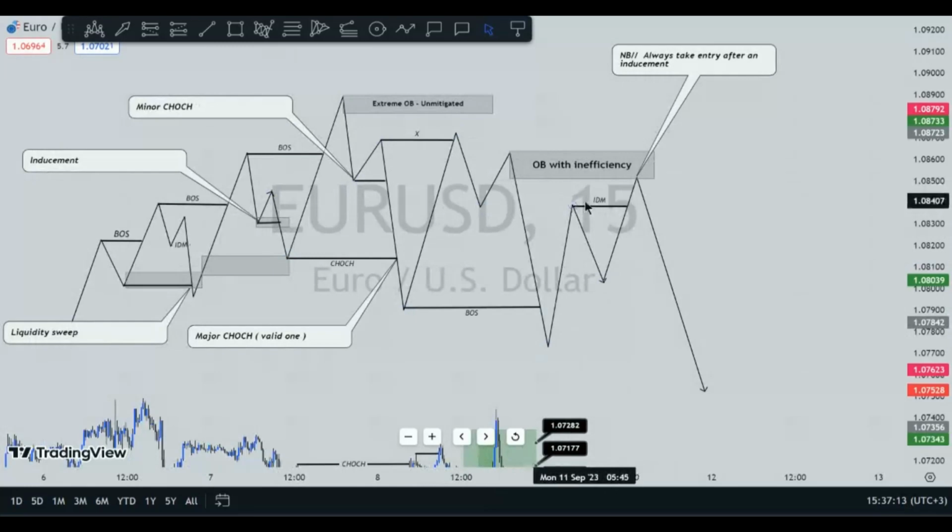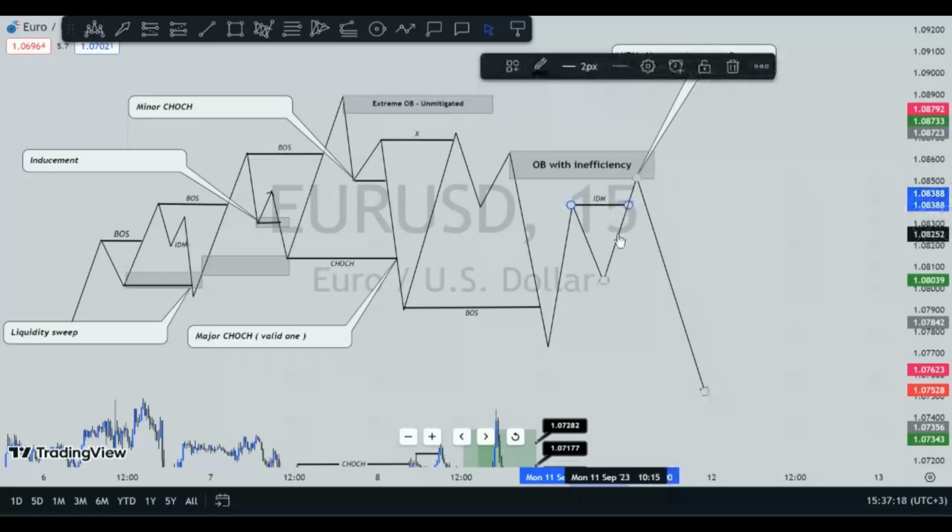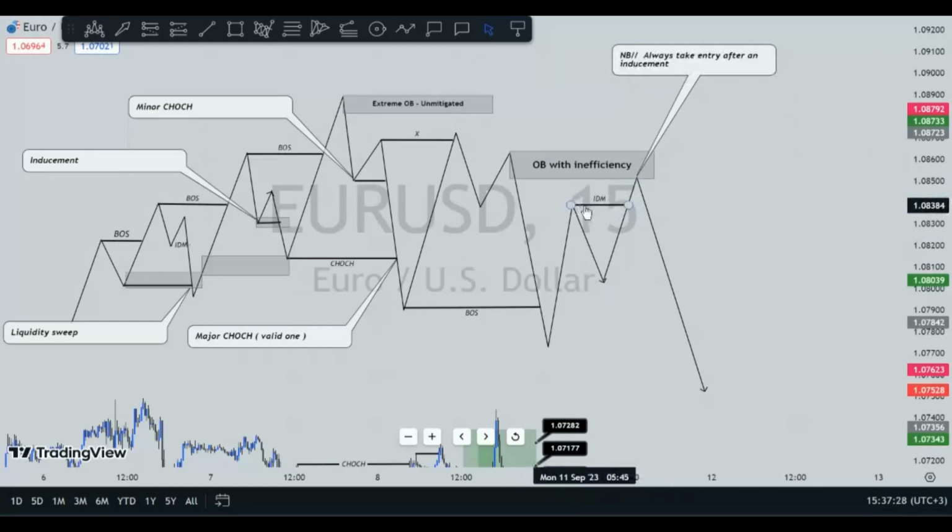Price came, induced traders here to sell early. So if you sell early here, you'll get trapped because it's not a sweep, as I have discussed here. Price went up, mitigated this order block, which had an inefficiency here, making it a valid order block.